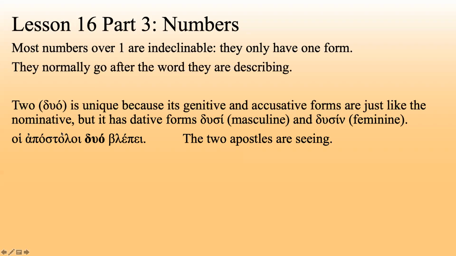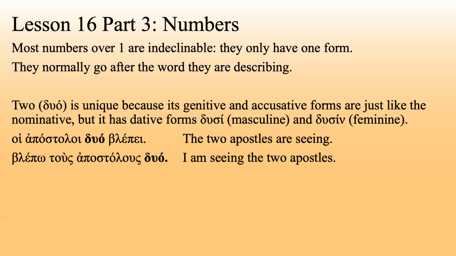Dua needs to match the word it's describing in gender, number, and case because it's an adjective. Hoi apostoloi is masculine, plural, nominative. Dua, we already can tell from the fact that it was introduced, is masculine and nominative. Dua, by nature of the fact that it means two, is plural. There is no singular form for it. Dua is actually the plural form, so it's the masculine plural nominative form, so it already matches.